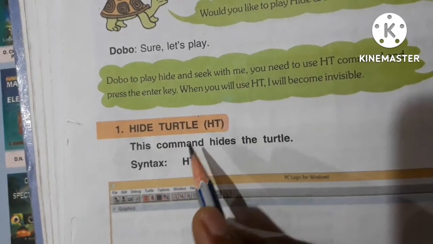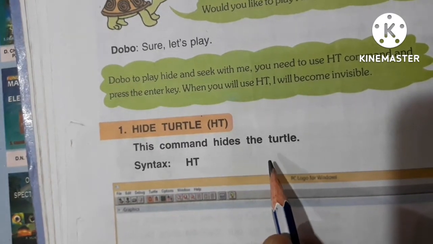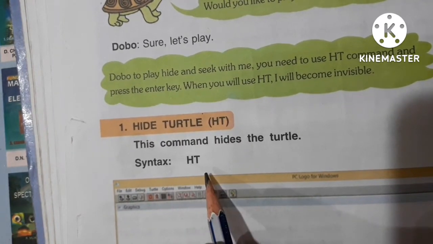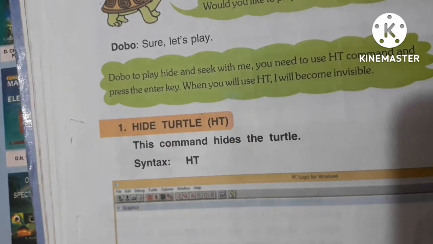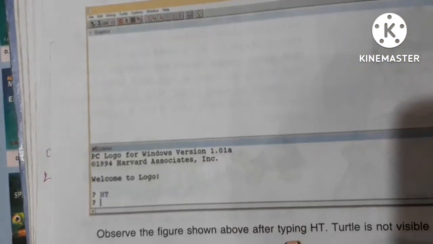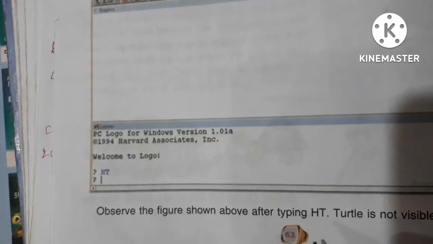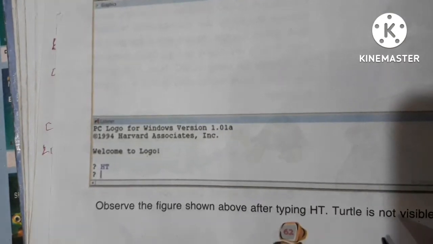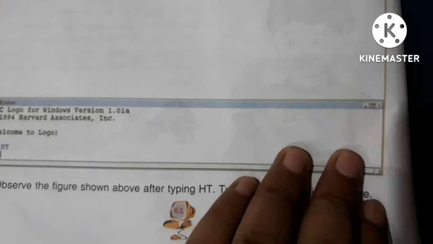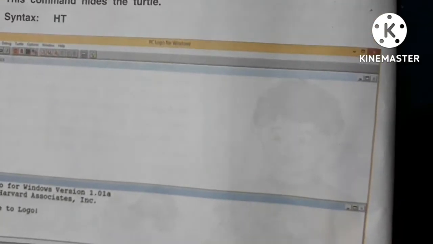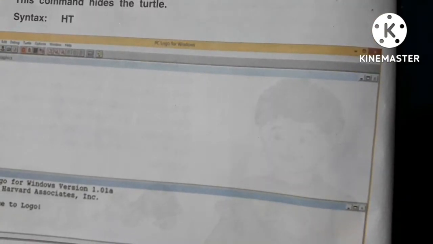Hide turtle, HT. This command hides the turtle. Syntax: HT. Observe the figure shown above. After typing HT, the turtle is not visible in the figure. It means the turtle has hidden.